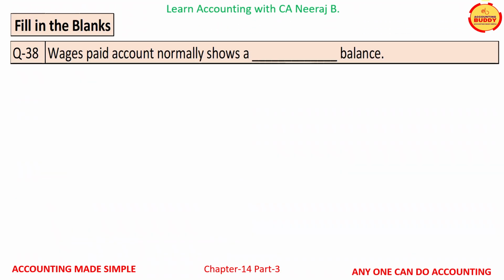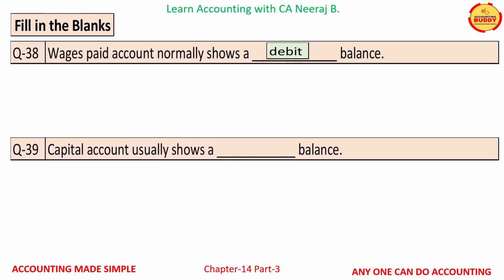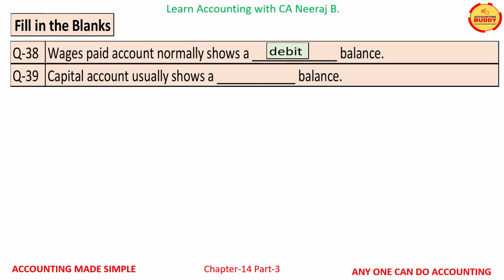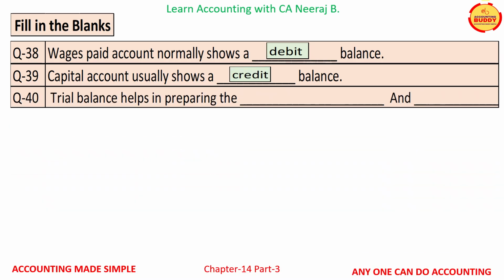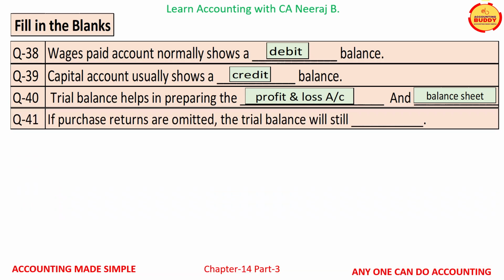Question number 38 is wages paid account normally shows a dash balance and the correct word is debit balance. Question number 39. Capital account usually shows a dash balance and the correct word is credit balance. Question number 40. Trial balance helps in preparing the dash and the correct words are profit and loss account and balance sheet.